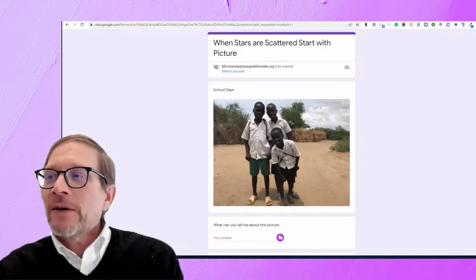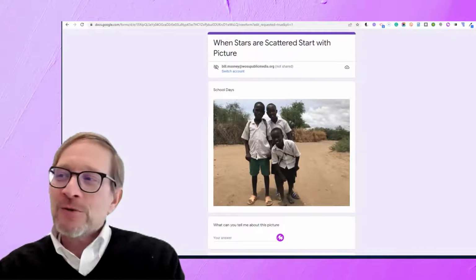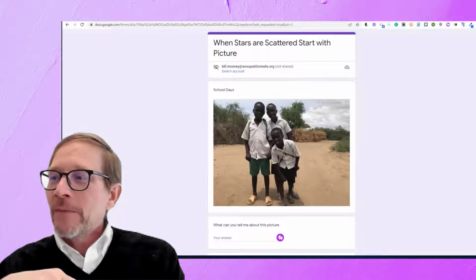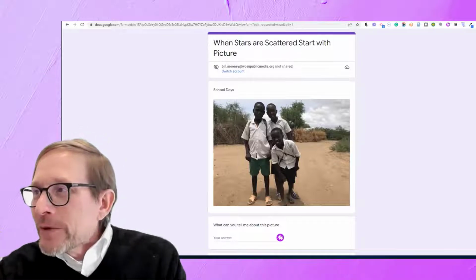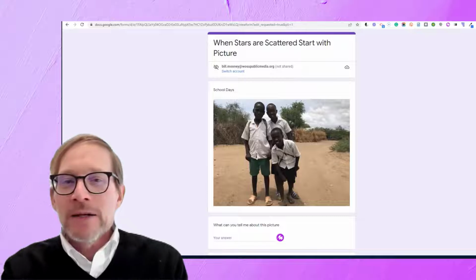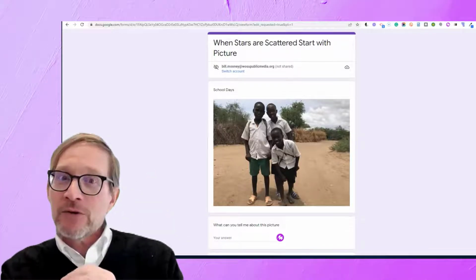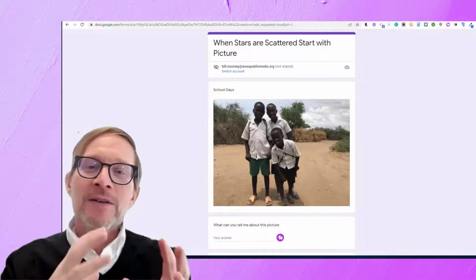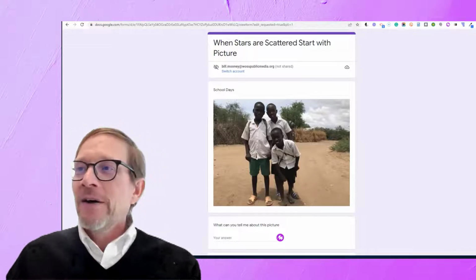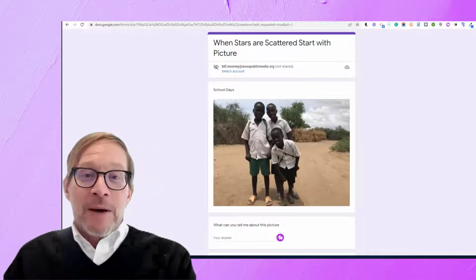We want to talk about their uniforms for school. We want to talk about the landscape that we see behind them, the sky we see behind them, because that'll all help put us in that place for that book. So images can be a great way to get students started on talking about a book.